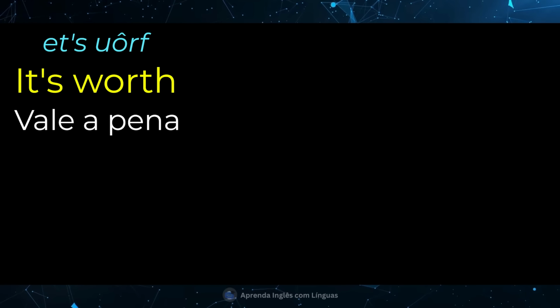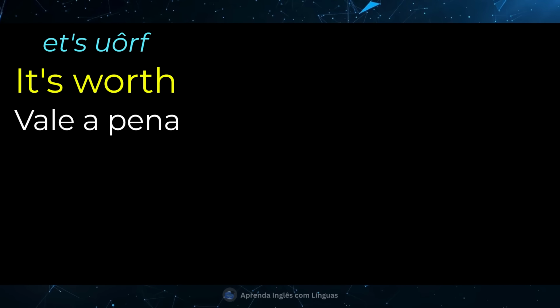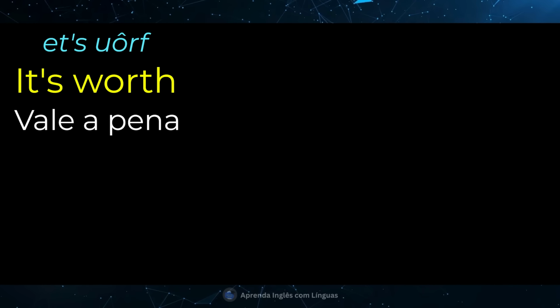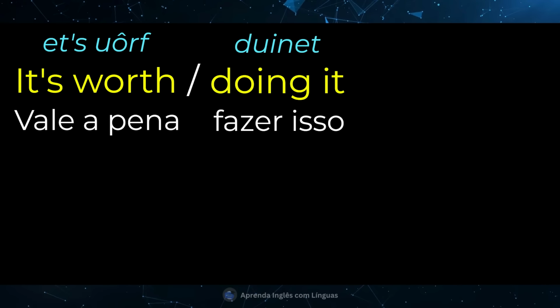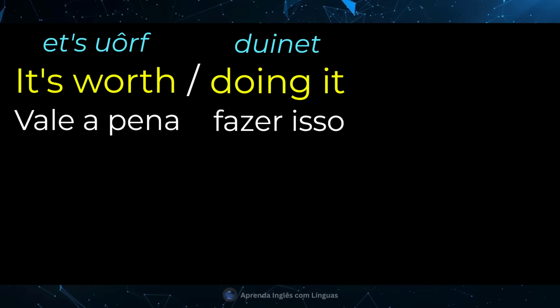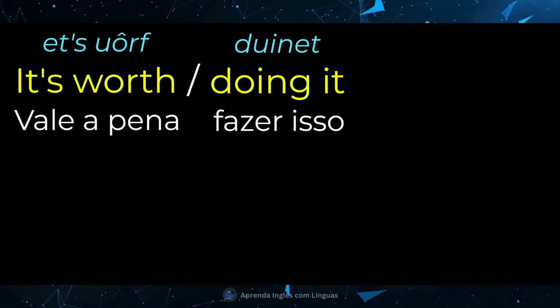E a próxima estrutura é: it's worth. Que significa vale a pena. Usamos essa estrutura para dizer que vale a pena fazer alguma coisa, por exemplo: doing it. Notem que com essa estrutura, o verbo será sempre na forma ing. Vale a pena fazer isso. It's worth doing it.